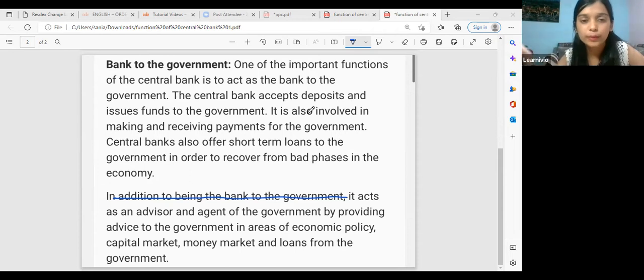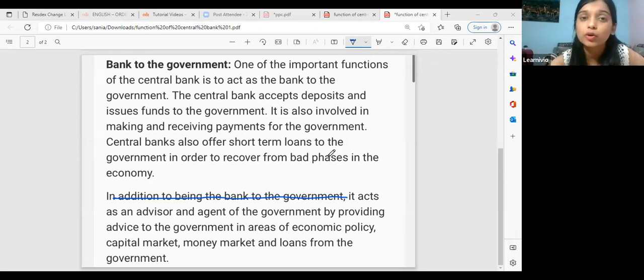So on behalf of government, they receive and do payments. And central bank also provides short term loans to government so that government can recover from the bad phase. Why will I take a loan? My condition is not good, only then I'll be taking loans. Similarly, I will not be taking a loan when I'm earning very good and everything is going fine. I'll take a loan when I'm not in a good condition.